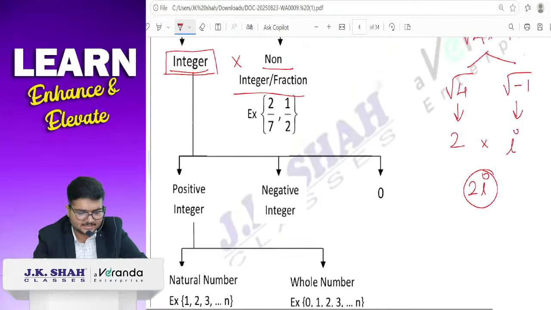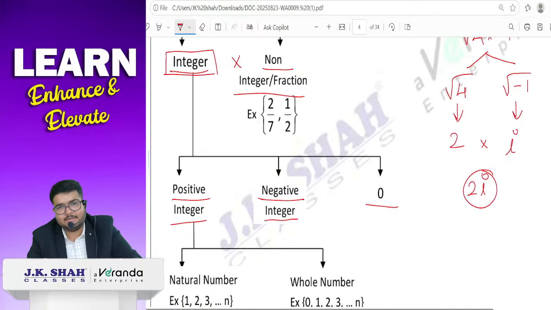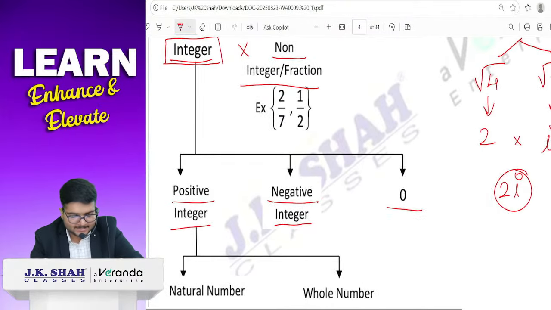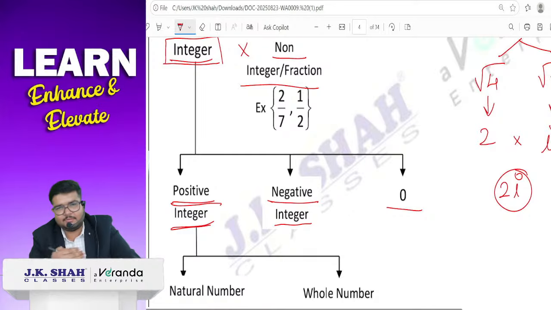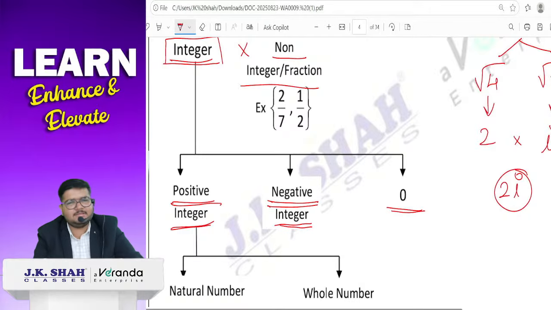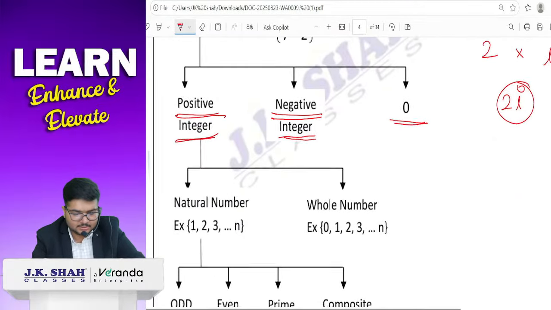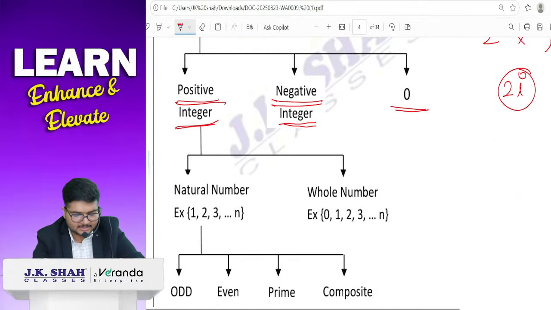Now integers are classified into positive integers, negative integers, and 0. I should not be explaining such basic concepts to you, right? Positive integers means all the positive numbers, negative integers means all the negative numbers, and 0 means 0. There is nothing to explain in that, right? Now the positive integers are classified into two types.